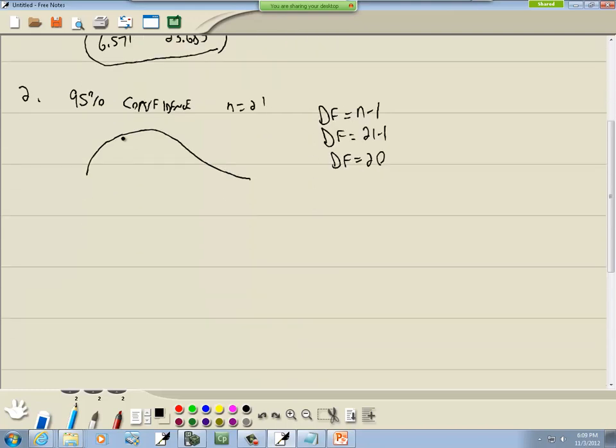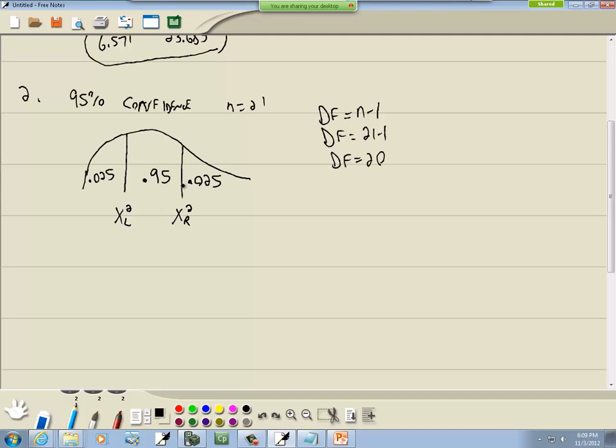Drawing our picture. Here's our main body. This is going to be the left chi-square because it's on the left, and this will be the right chi-square because it's on the right. And put 0.95 in the middle. I'm sure I'm not the only one that's used L and R to indicate left and right. But then we take the 5%, split it up into our tails. So those are both 0.025.